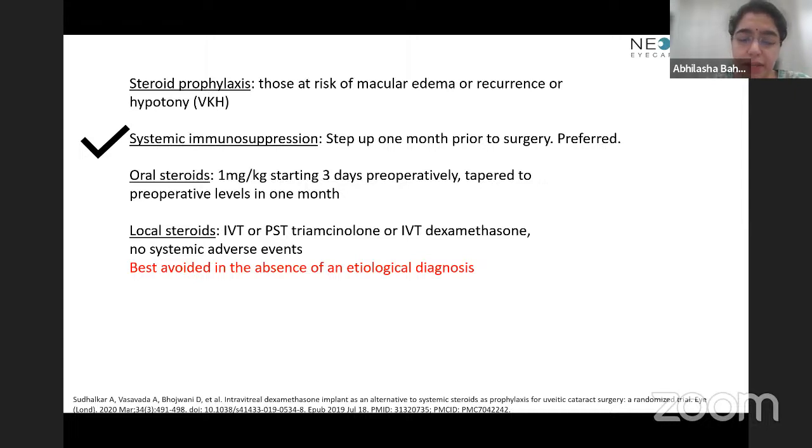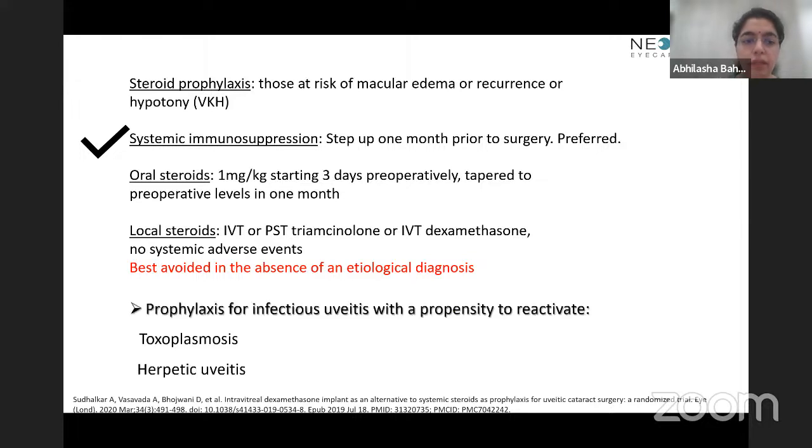Where there are systemic risk factors, or when the patient has unilateral non-infectious uveitis, you can also plan local steroids like intravitreal triamcinolone, posterior subtenon triamcinolone, or intravitreal dexamethasone. These local steroids do not have any systemic adverse events. However, they should be best avoided in the absence of an etiological diagnosis. If there is any suspicion of infectious uveitis, local steroids should be avoided at any cost.